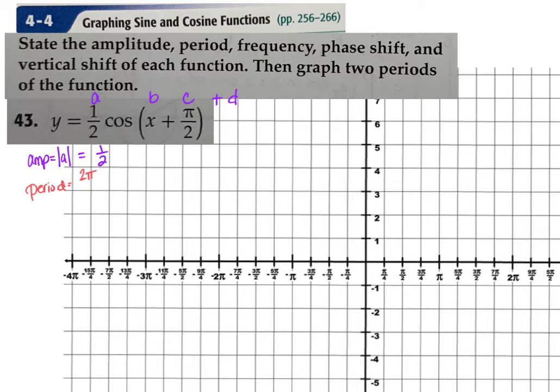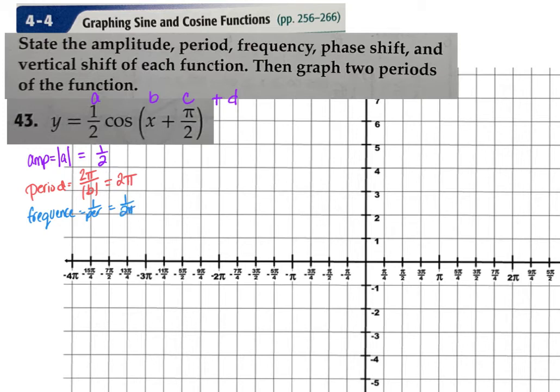2 pi over B, technically absolute value, right? And so in this case, my B is just 1. So my period here is 2 pi, right? What about frequency? 1 over period. Yeah, just flip your period, right? So your frequency is just going to be 1 over your period pretty much, which is in this case 1 over 2 pi.